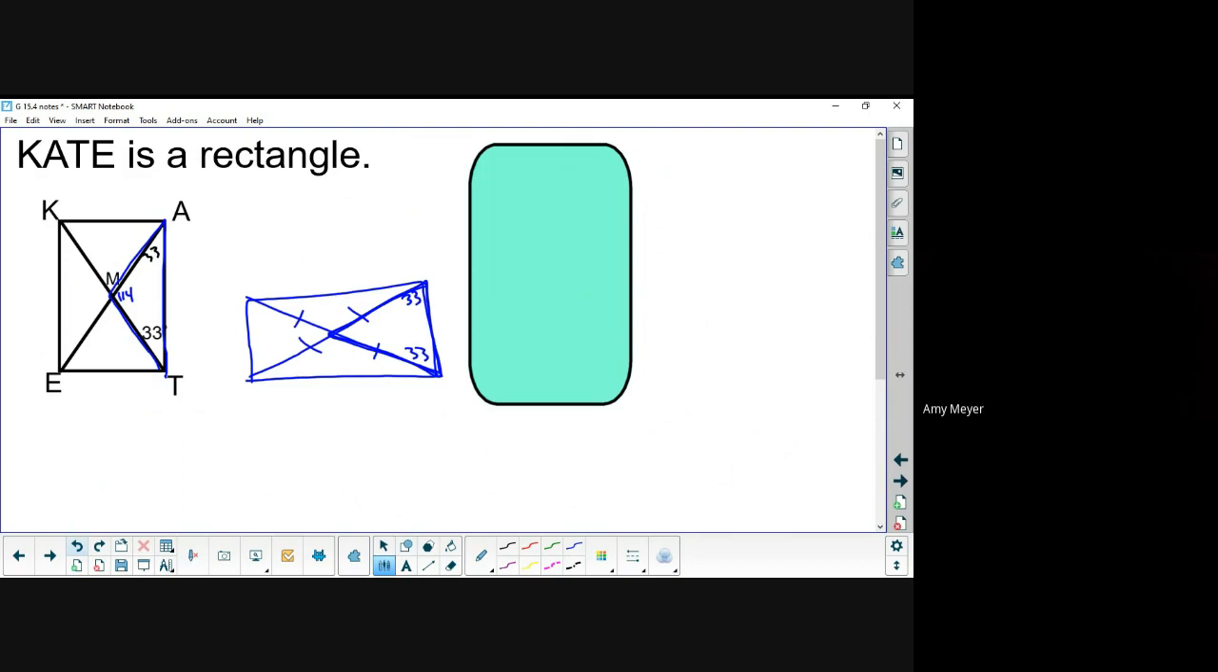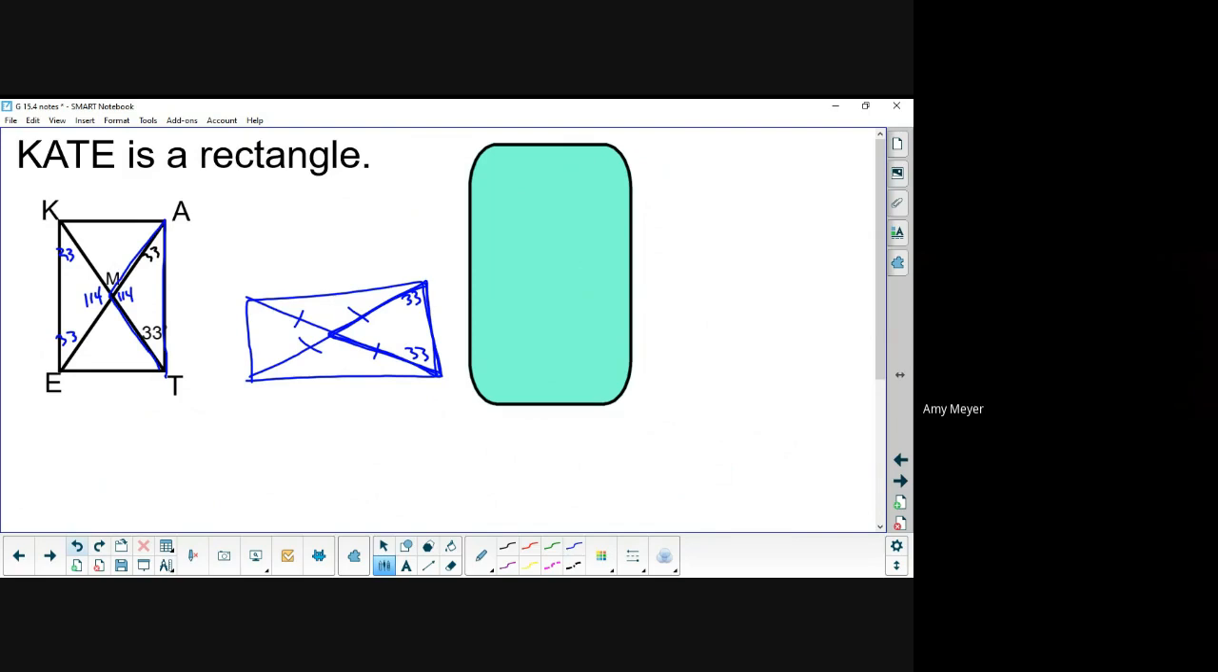Any other angles you know? There's a lot missing, but they kind of are alike. EMK is 114. Yes, very good. Those are vertical. I've got to know the other two. Yep, 33 and 33. Keenan, KMA is 66. Good.